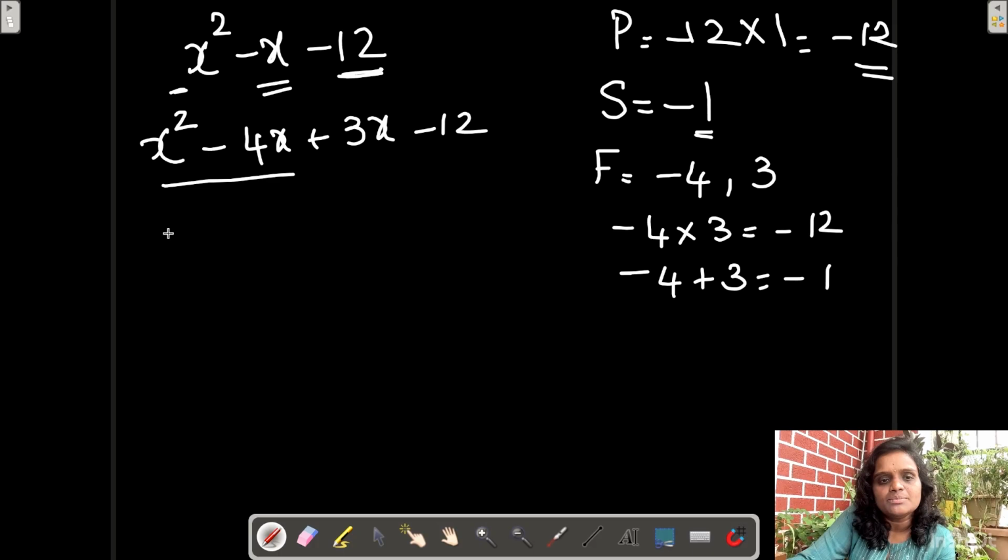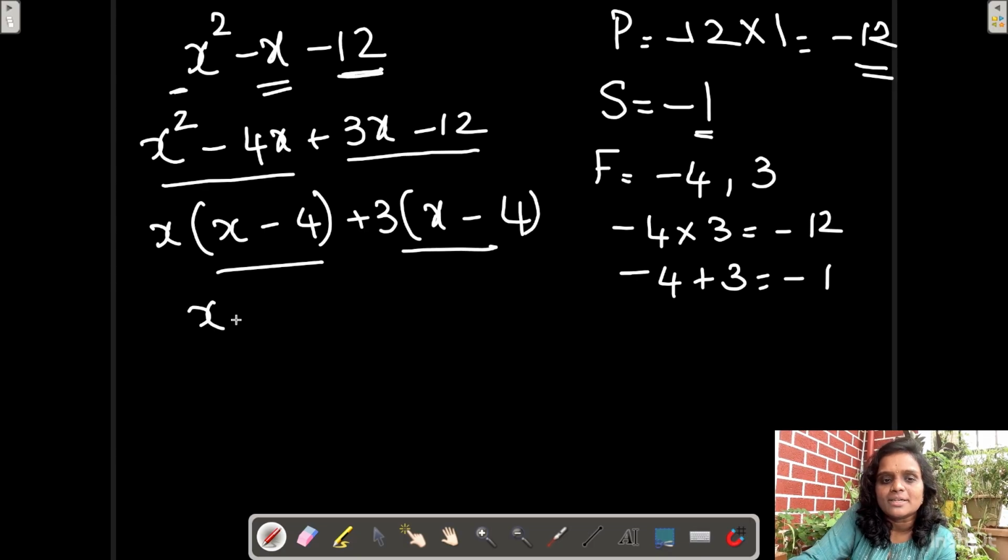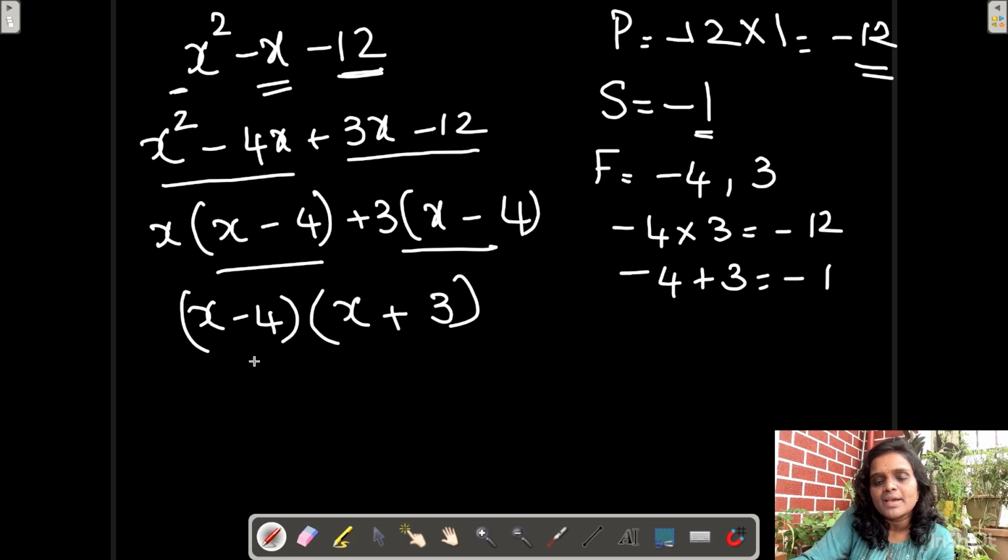Take the first two terms. Take x as common. What is left out from the first term? x minus 4. For these two terms, take plus 3 as common. x minus 4. See, both of these two terms have x minus 4 common. So take x minus 4 common. What is left out from the first term? x, plus what is left out from the second term? 3. So what are the factors of x square minus x minus 12? x minus 4 into x plus 3. This is how you use splitting of the middle term to find the factors.